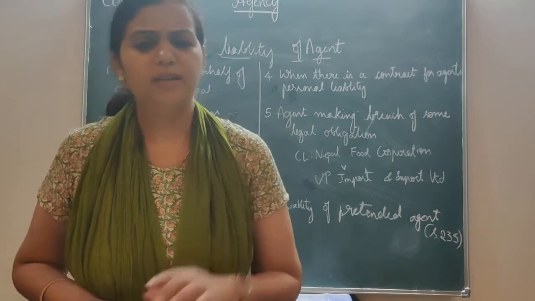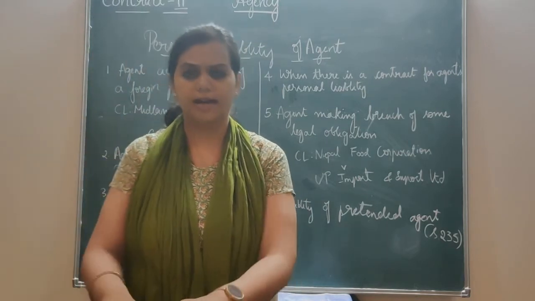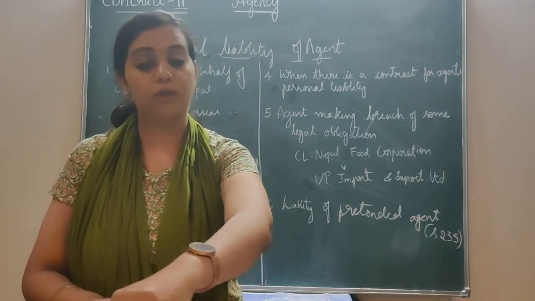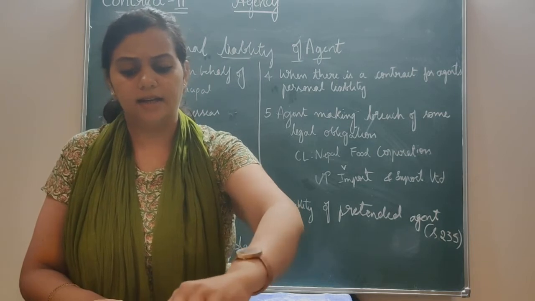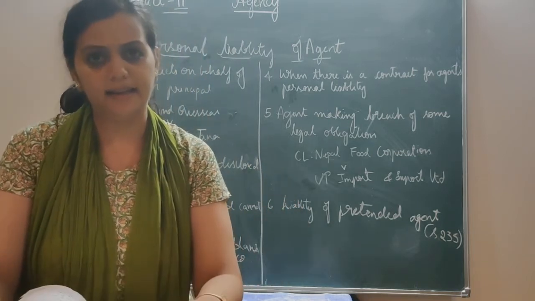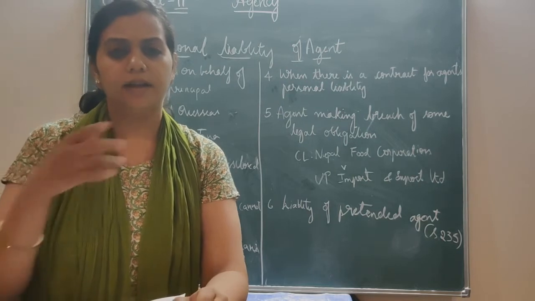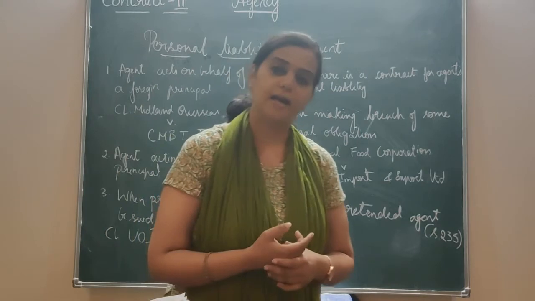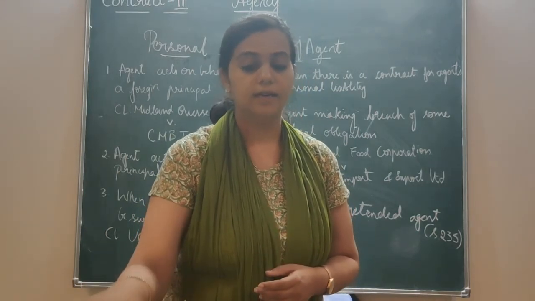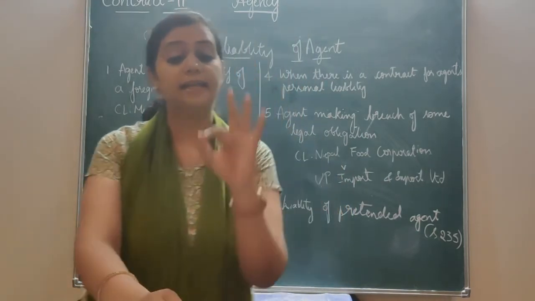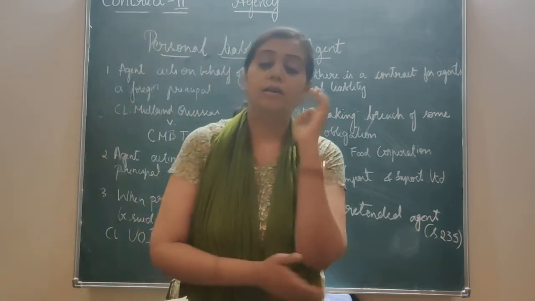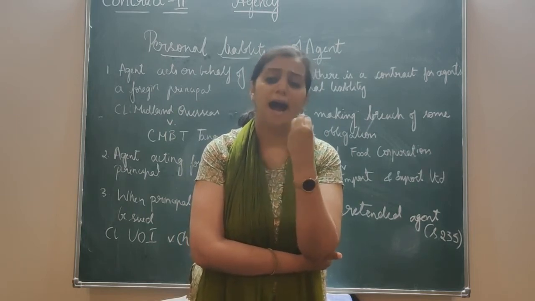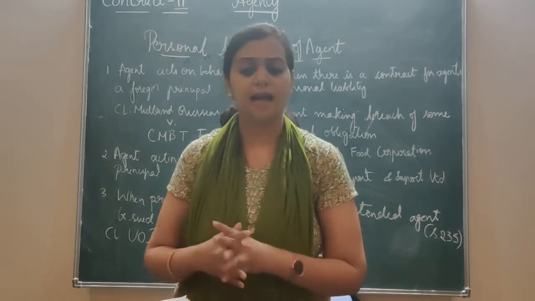When you read Section 230 of the Indian Contract Act, it begins with the words "in the absence of any contract to that effect." It says that if there is any contract indicating that the agent is taking up the personal liability, then he can be made liable for that. Clear with this? If during the making of the contract he says, yes, I will take up the responsibility, I will be personally liable, then he becomes liable.